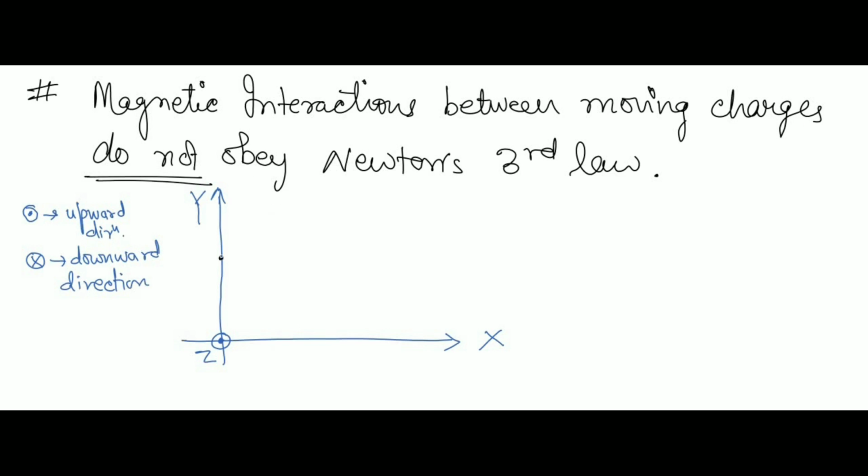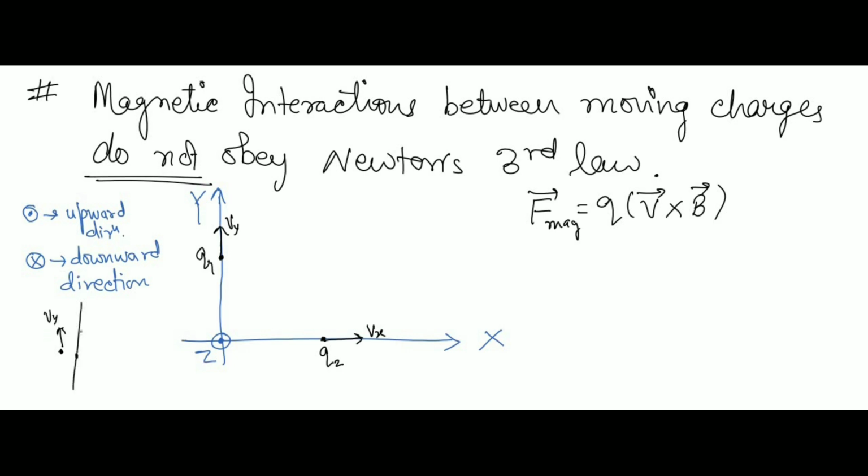So consider there is a charge Q1 and it is moving along the y direction. Let's say its velocity is Vy, and there is another charge on the x axis, Q2, moving along the x axis with velocity Vx. You know that the magnetic force on a charged particle is given by Q V cross B. So there is a charge Q1 moving in this direction, that is Vy.